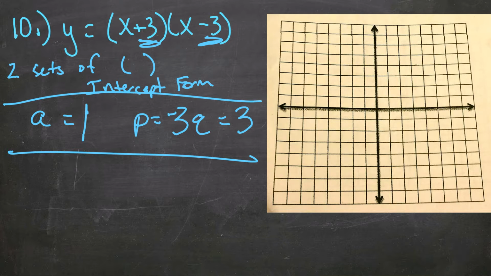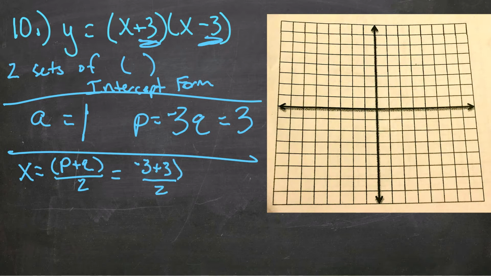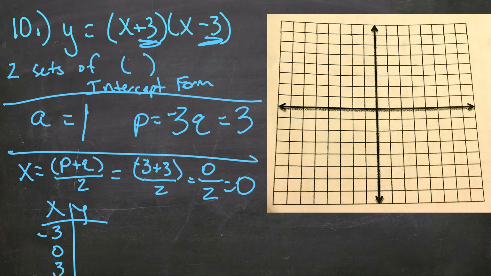Now I do the vertex formula. X equals, remember, P plus Q all over 2. So I have -3 plus 3 all over 2. Remember, put the top in parentheses so you don't make a mistake. You get 0 over 2, which is 0. So I make my XY chart. I put 0 in the middle. I put P above it, which is -3. I put Q below it, which is 3.